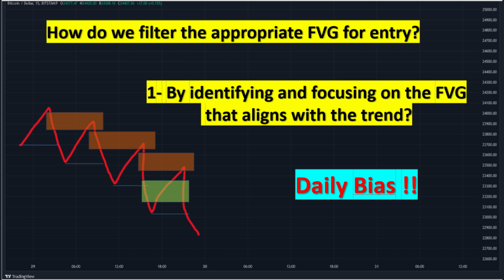Look, there are many rules. But just to avoid confusing you, let's focus on just two things. The first thing is to identify the fair value gap that's in the trend and focus on it. We saw the example I explained before, which is what I'm explaining in this case.